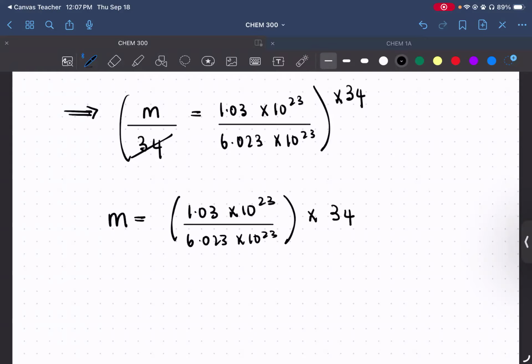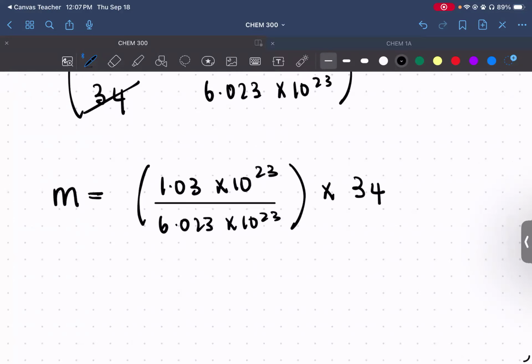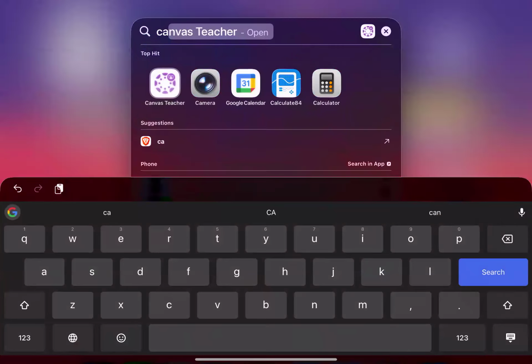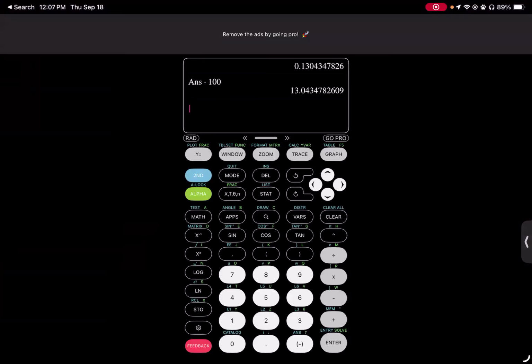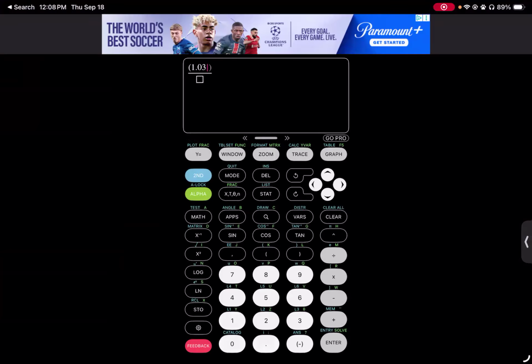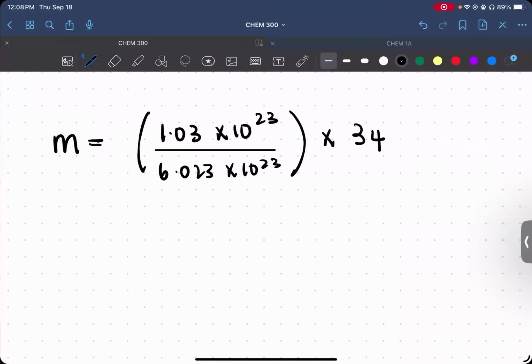Calculators can be our best friend and simultaneously our worst enemy. Be sure that you've typed this into your calculator correctly. Let me show you what it should look like. On top, we have 1.03 times 10 raised to the 23. On the bottom, we have 6.023 times 10 raised to the 23. All of that multiplied by 34. We get an answer of approximately 5.81 grams.